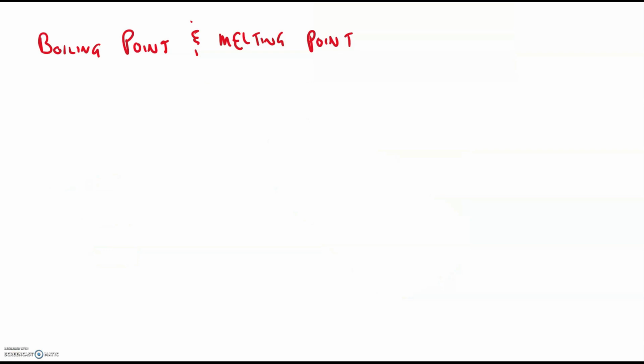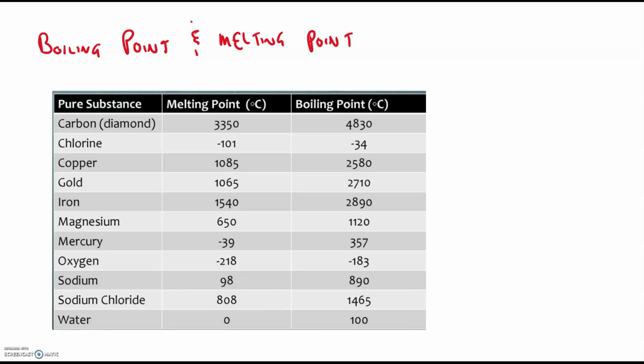Another good example of a physical property would be boiling point and melting point. They vary wildly. For example, here's a good example of how wildly varying boiling point and melting point can be. We're using the Celsius scale, not Fahrenheit. Check this out. If you want to boil water, you have to heat it to 100 degrees Celsius. That's easy. You can do that on a stove. But if you want to boil iron, that is, if you want to turn iron from a liquid to a gas, you have to heat it to 2,890 degrees Celsius.